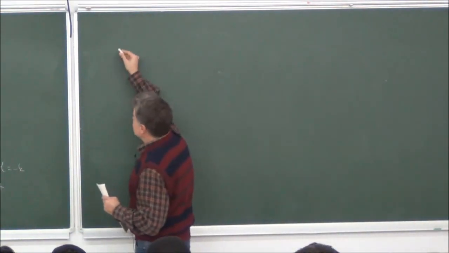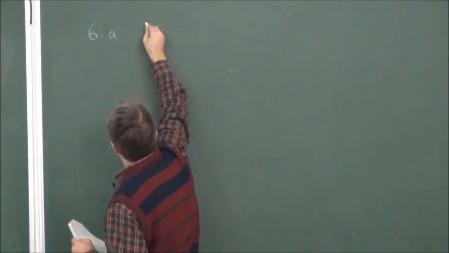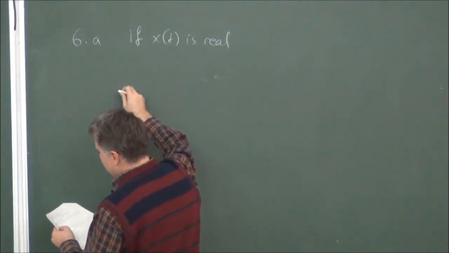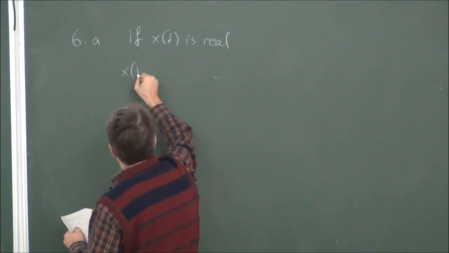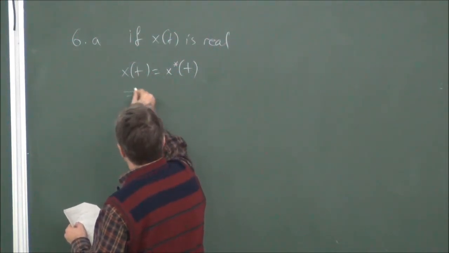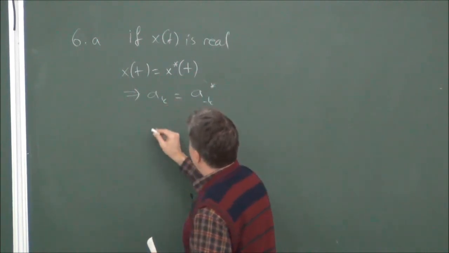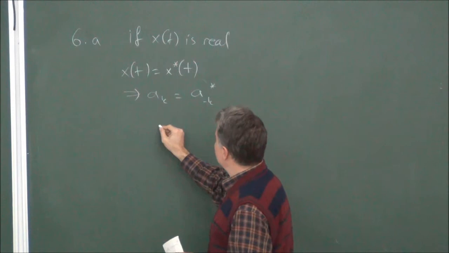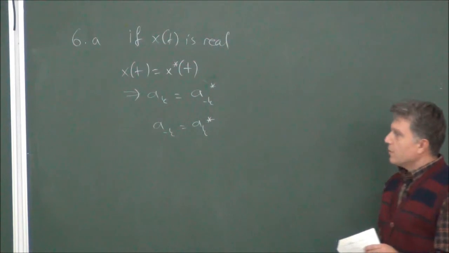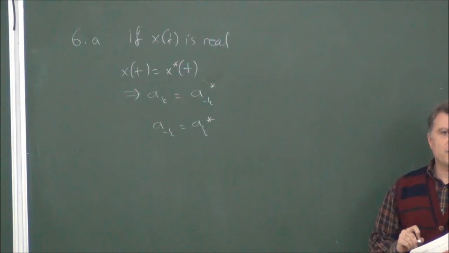So it's like 6.a, for example. If x(t) is real, then x(t) is equal to x conjugate of t by definition, which means that a_k is equal to a_{-k} conjugate, or you may take the conjugates of both sides and say that a_{-k} is equal to a_k conjugate. So for real signals, this is a property that holds for every Fourier series coefficient.